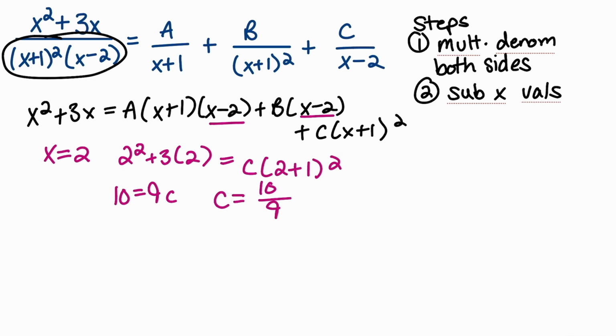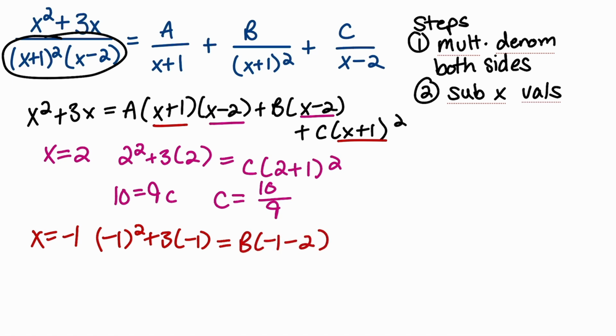So looking at this again, we can see that we have these two x plus 1 terms. So if we set x equal to -1, it'll cancel out those two terms, and then we can solve for b. So doing this out, we get (-1) squared plus 3 times -1 equals b times (-1 minus 2). So then doing the math out, 1 minus 3, and then you get -2 equals -3b. And then doing the math, b equals 2/3.